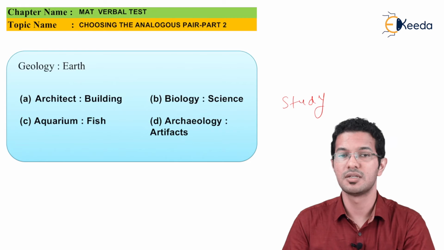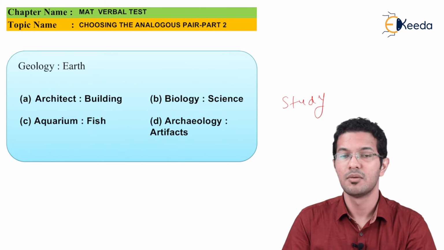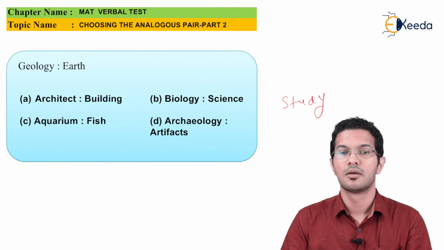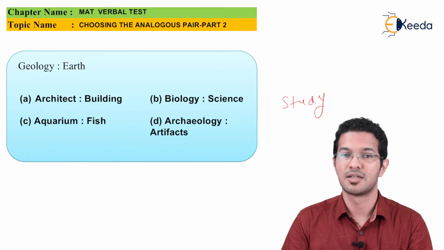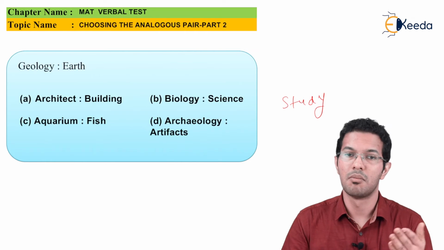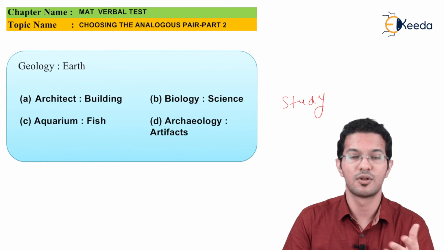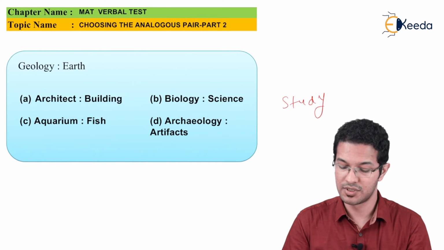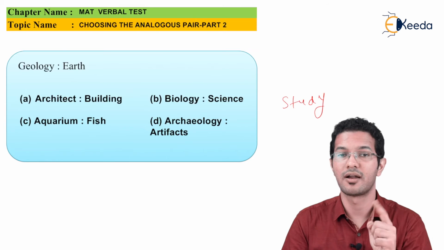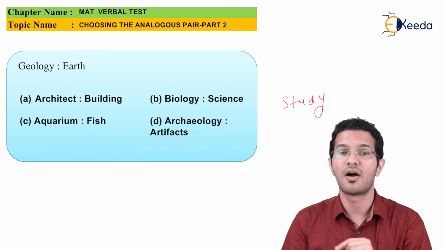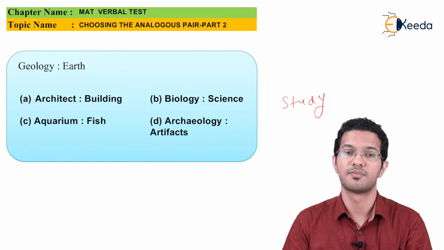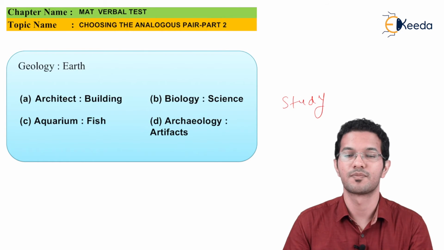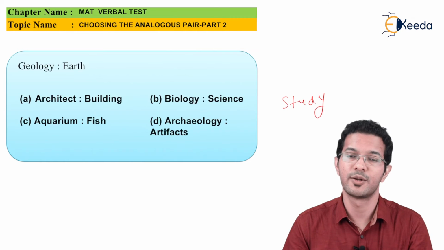Students, if we see option B and D, please do not get confused in option B, which is biology related to science. In science, we have various branches. You might be knowing biology, neurology, nephrology, and so on. But if we see option D, which is archaeology is related to artifacts, the study of artifacts is called as archaeology. Hence, I can say that option D is the appropriate answer, which is archaeology related to artifacts.